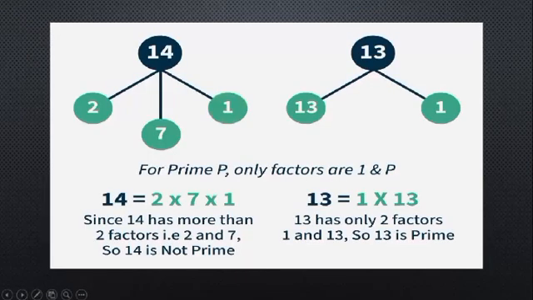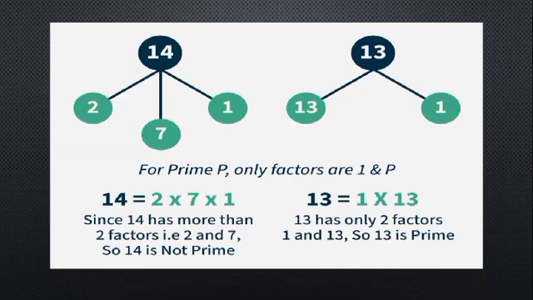Also, let's see the number 14 and the number 13 to check our understanding about the definition of prime and composite. So, 14 can be written as 1 times 14 and 2 times 7. So, 14 has as factors 1, 14, 2, and 7. So, 14 is not a prime number. 14 is a composite number.